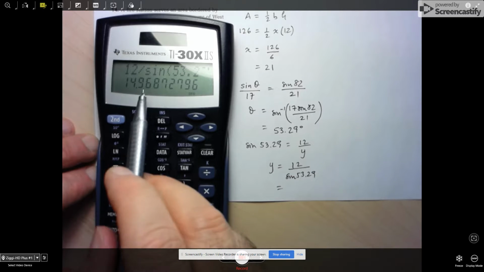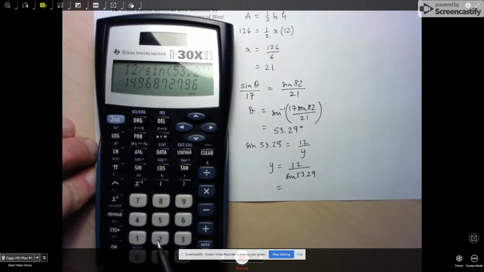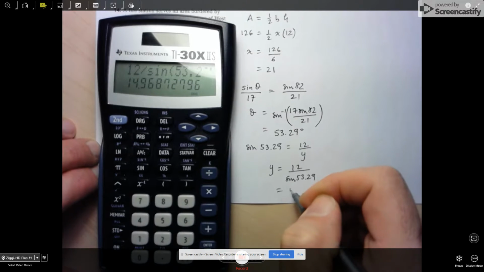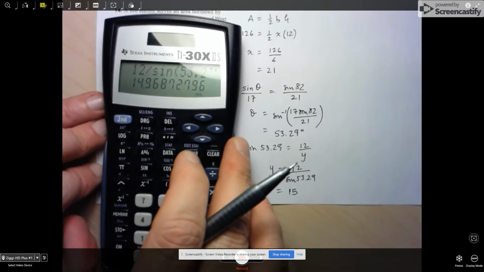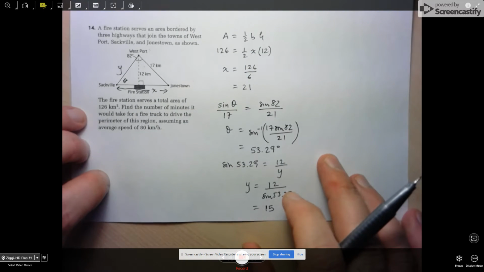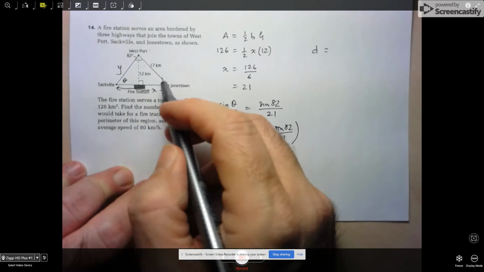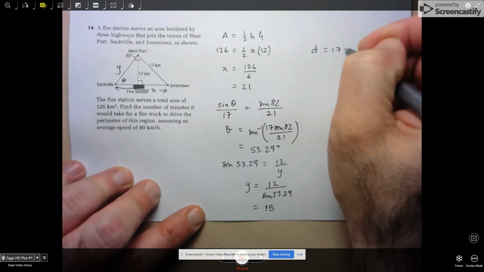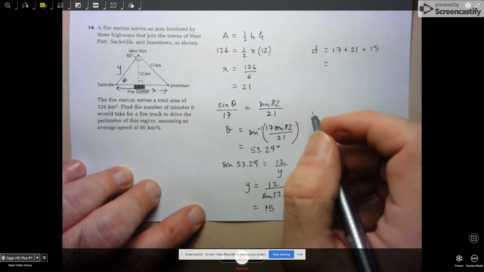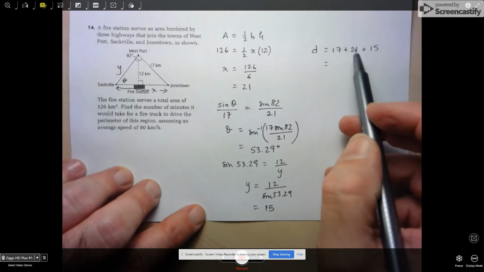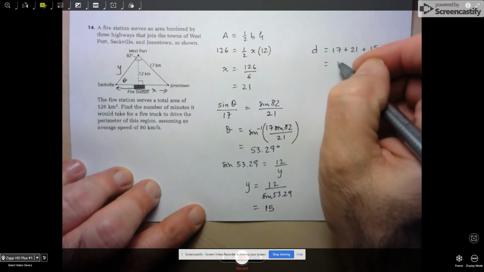Actually, we'll make that exactly 15, because even if I go to 2 decimal places, 14.97, we'll just make it 15, since the other two sides are given as integers. All right, so there we go. So now we can find the total distance that's traveled. The distance is going to be equal to the perimeter of the triangle, which is 17 plus 21 plus 15. So let's see what that's equal to. 17, 27, 37, 38, 48 plus 5 is 53.